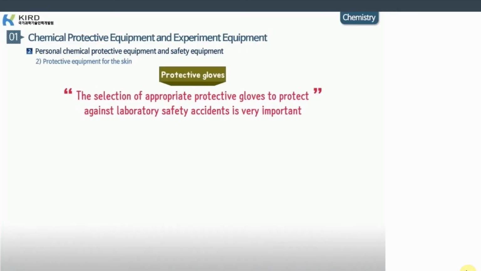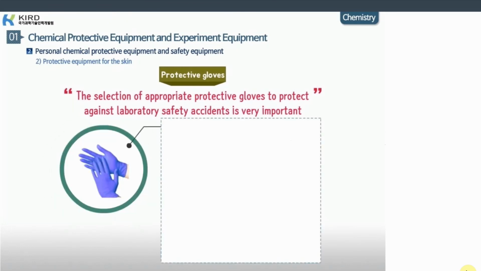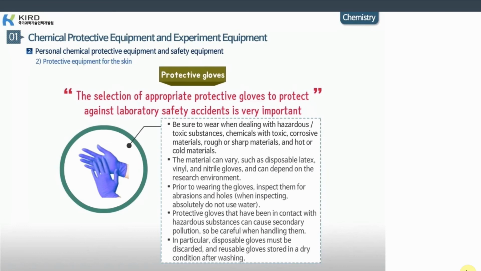The selection of appropriate protective gloves to protect against lavatory safety accidents is very important. Be sure to wear them when dealing with hazardous or toxic substances, chemicals with toxic, corrosive materials, rough or sharp materials, and hot or cold materials. The materials can vary, such as disposable latex, vinyl, and nitrile gloves, and the selection can depend on the research environment. Prior to wearing them, inspect for abrasion and holes.